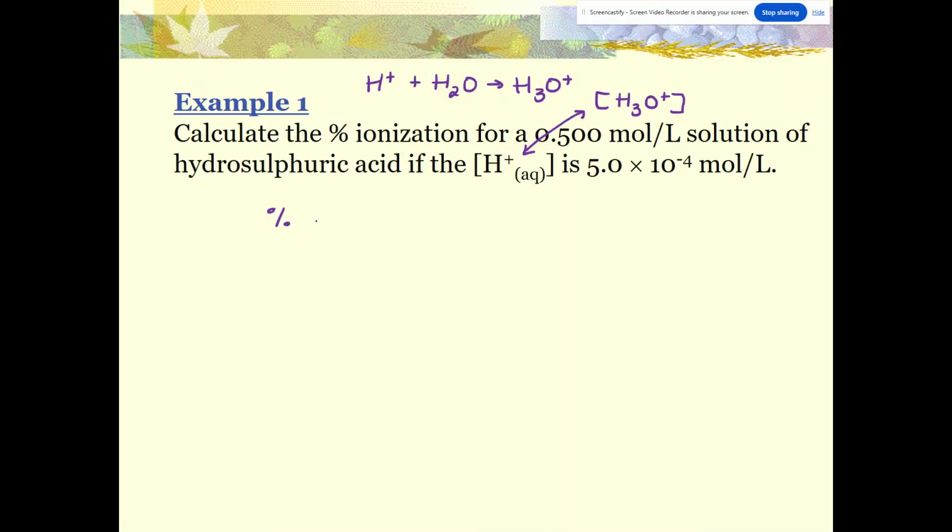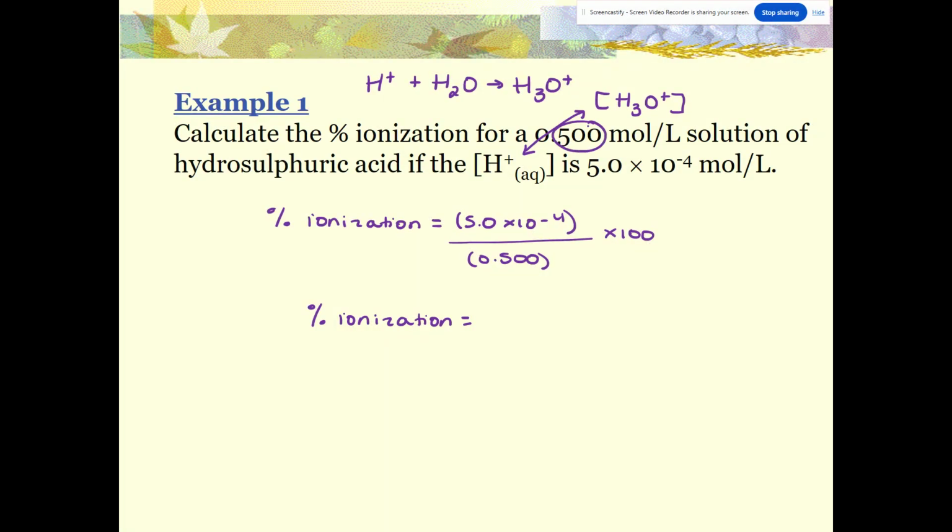So to calculate my percent ionization, now again, it is the concentration of the hydronium ion, which is 5.0 times 10 to the negative 4, divided by the concentration of the acid, which is 0.5, and then times 100. Okay, so hydronium over acid times 100. So 5 times 10 to the negative 4 divided by 0.5 times 100. And I get an answer of 0.1. Sig digs, it looks like there's 3 and 2. The lower is 2. So that's 0.10 or 0.10% ionization for hydrosulfuric acid.